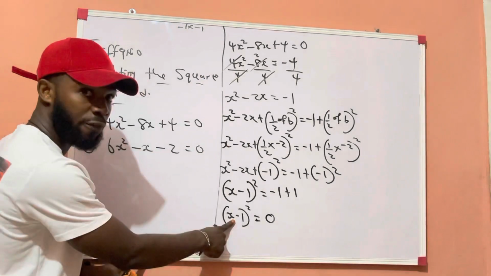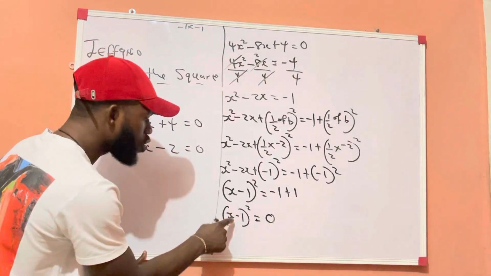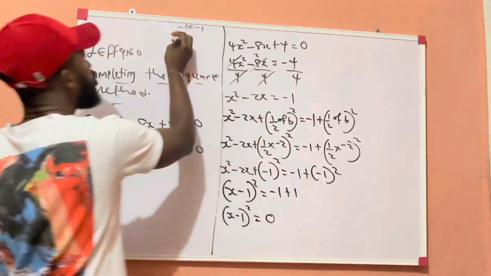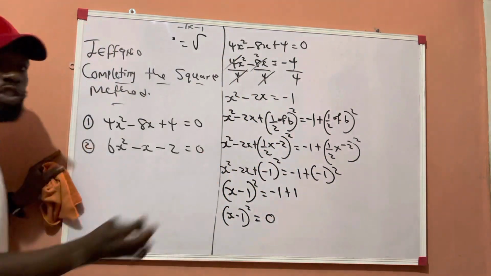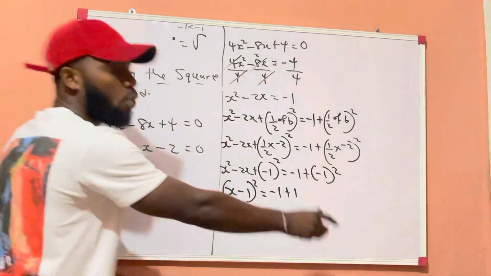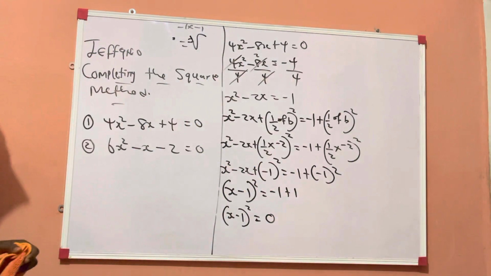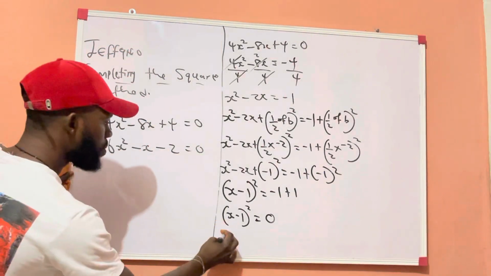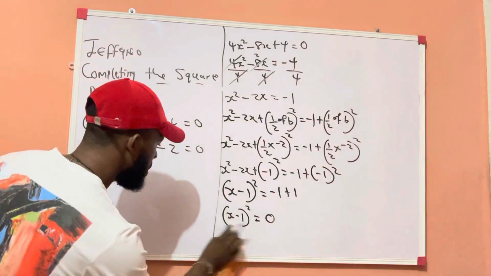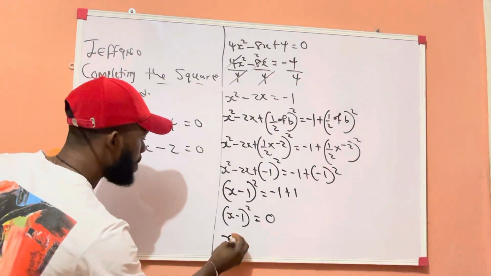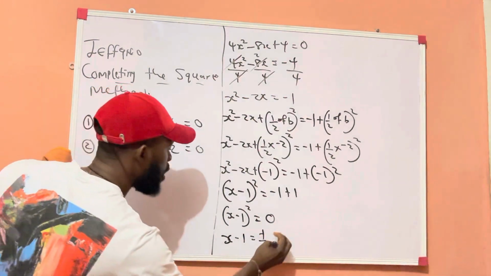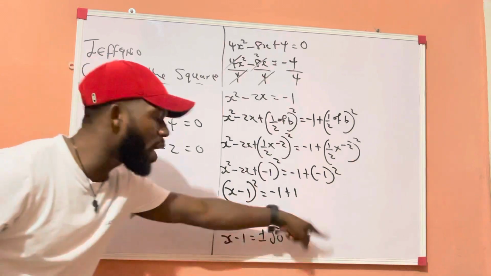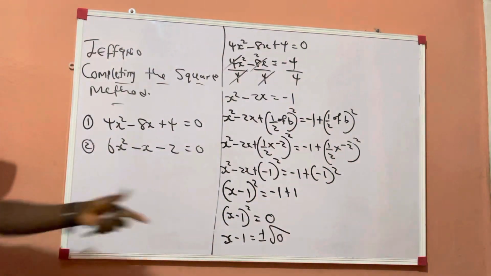Remember, we are looking for the values of x. So for us to make x stand alone, first, our square needs to go. Now remember, when square crosses equality, it becomes what? Square root. But because we are solving quadratic, it becomes plus or minus square root. So here becomes x minus 1 is equal to plus or minus square root of 0. How did I get plus or minus square root? When the square crosses equality, it becomes plus or minus square root of the 0.